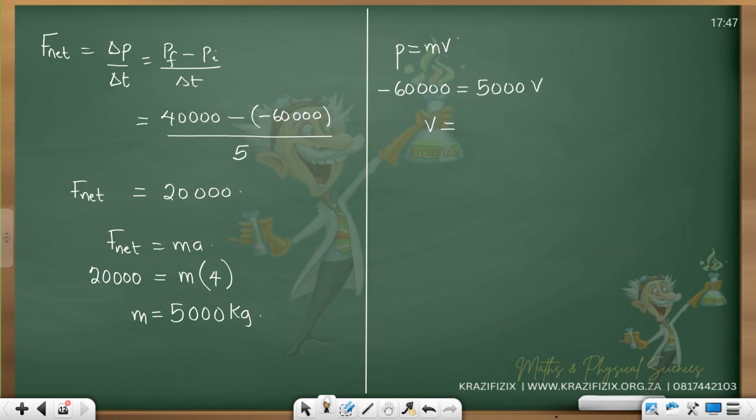If you put that in a calculator, what are you getting? Negative 12. So it means the velocity is 12 meters per second west. Remember from the beginning, we stated that east is positive.